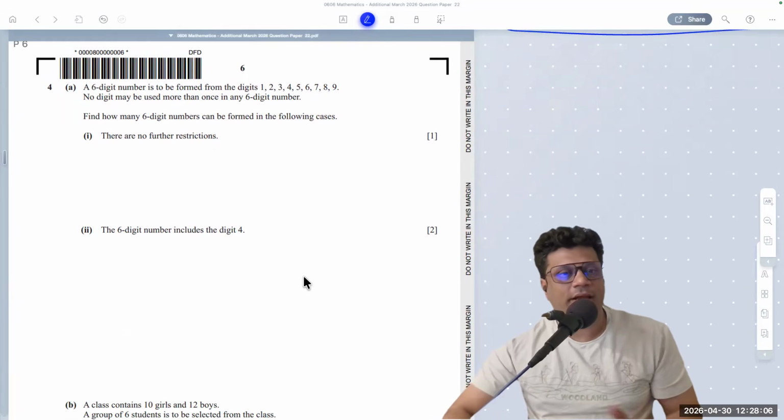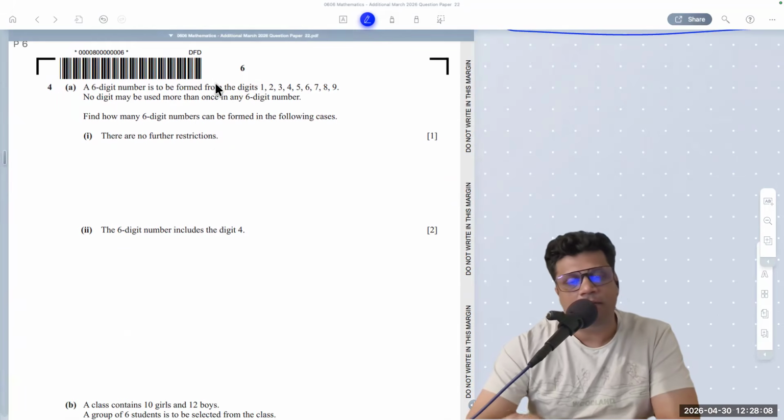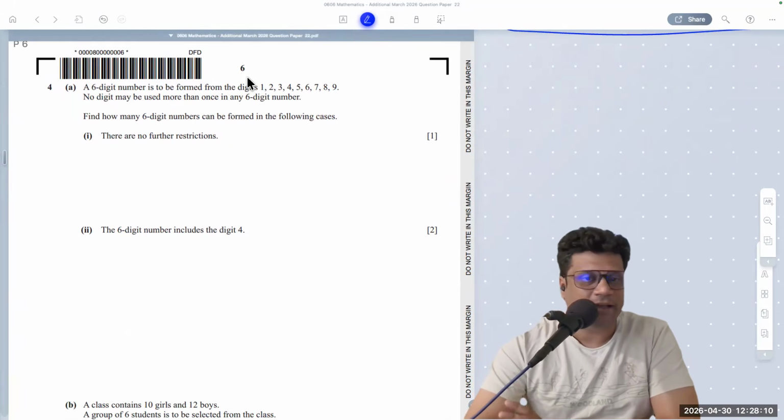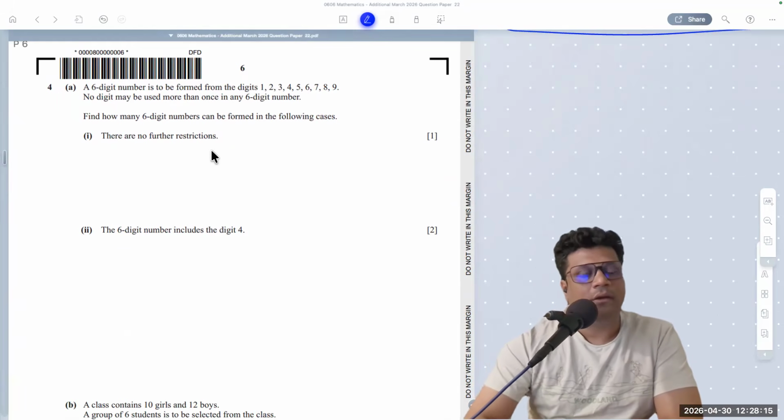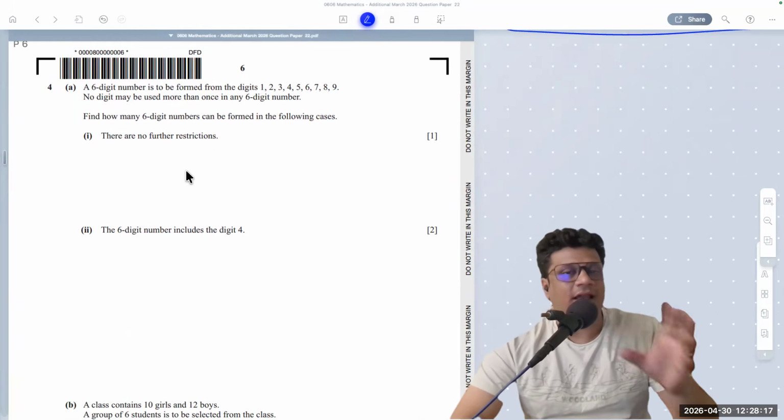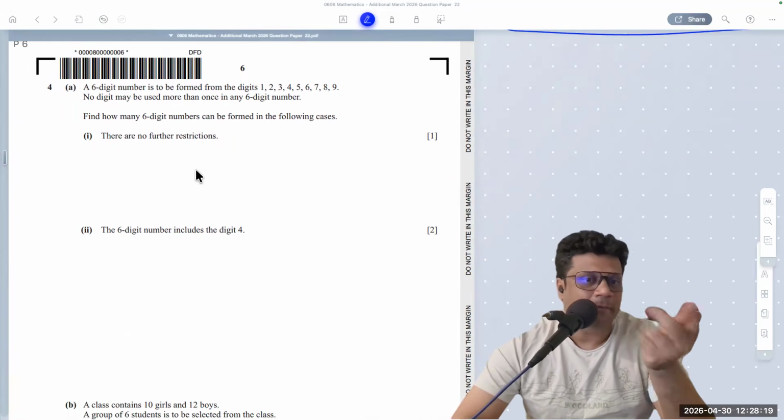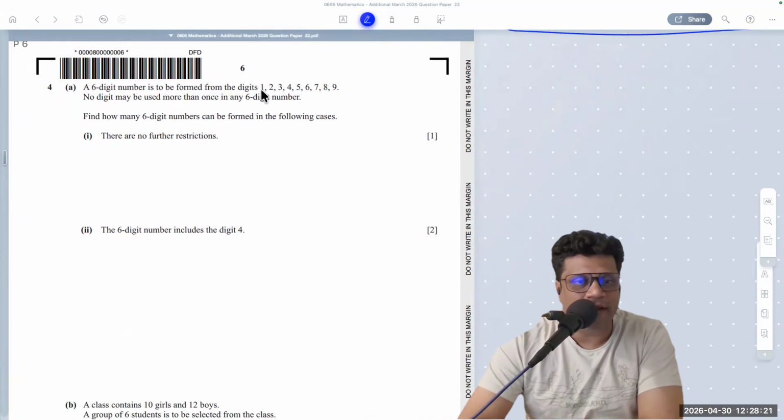Now permutations and combinations. See, there are a lot of ways people can solve these questions. I'll try to cover as many ways as I can, and the final answer should be the same. You have 9 digits given to you: 1, 2, 3, 4, 5, 6, 7, 8, 9, and you want to create a 6-digit number out of it. And how many numbers can be created if there are no restrictions at all?